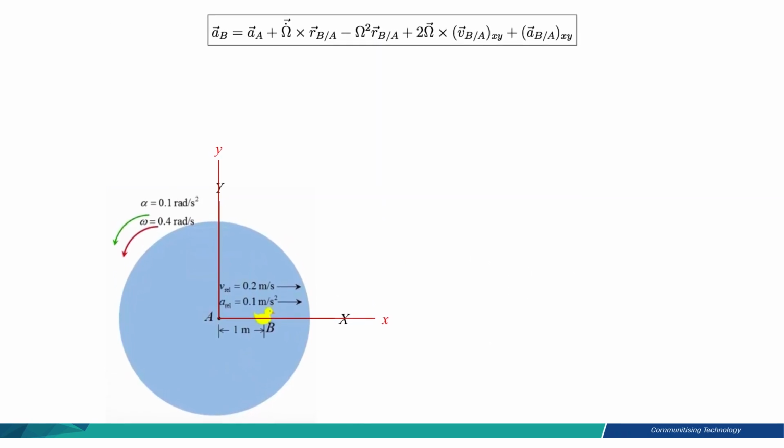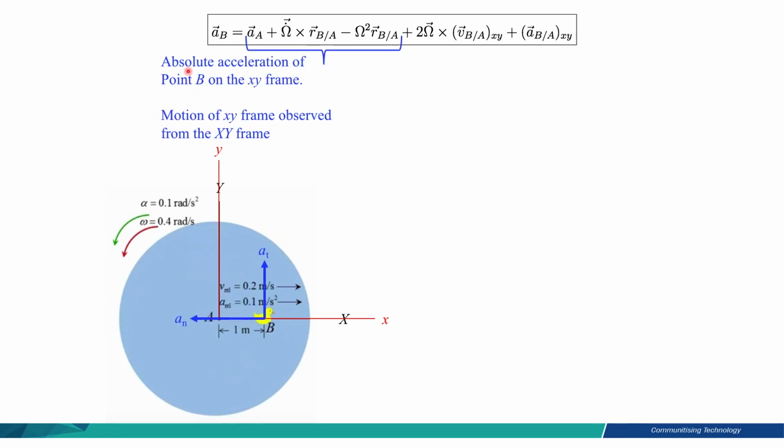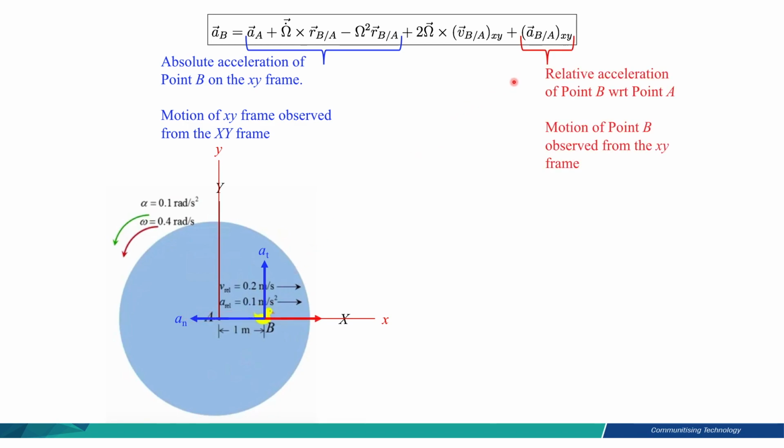Now let's take a look at the acceleration equation. This part here represents the absolute acceleration of point B on the xy frame. So we have a tangential acceleration of the duck and also the normal acceleration of the duck, which is always pointing to the center of rotation. The last part here is the relative acceleration of point B with respect to point A, because the toy duck is now moving away from point A. So there is another term that is pointing to the right, or pointing away from point A.